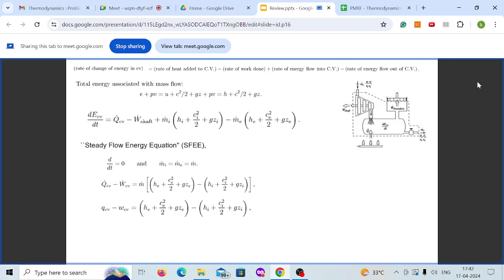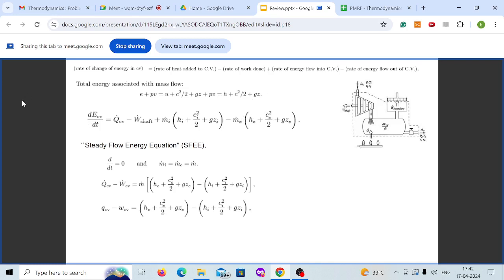So if you see here, dEC by dt, whatever is coming in we are taking it positive, and whatever is going out we are taking it as negative on the right side. So dEC by dt equals Q, which is coming in, is positive, minus W, which is going out, plus m dot I into the enthalpy which is coming in, minus m dot E, which is going out, into the enthalpy of the fluid which is going out.